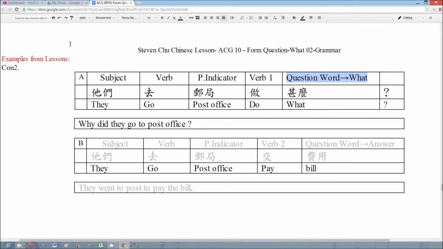And the answer is 他们去邮局交费用. They went to the post office to pay the bill. Subject, verb, place indicator, verb, and the answer. And we use the answer to replace the question word what. And you may also find that we have different verbs to use in the question and the answer.